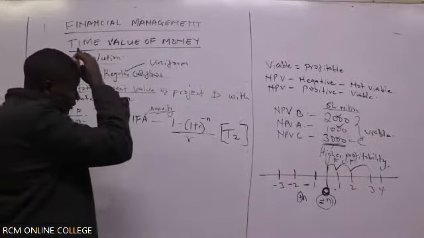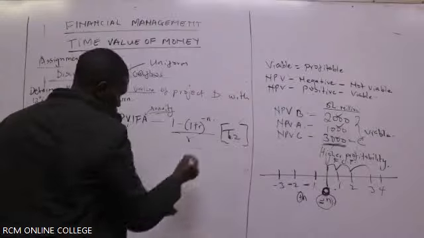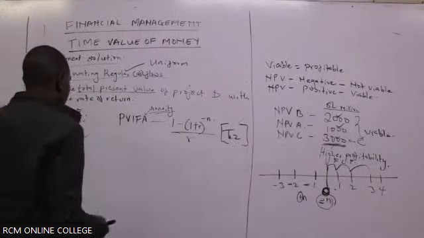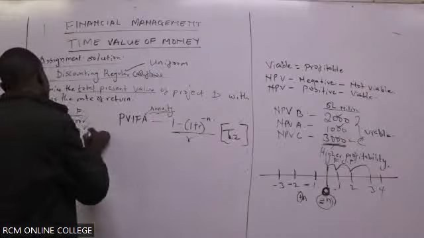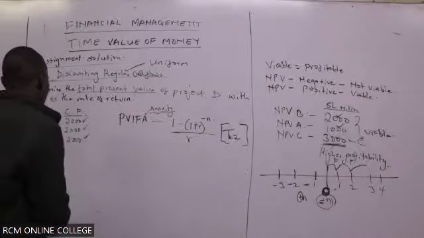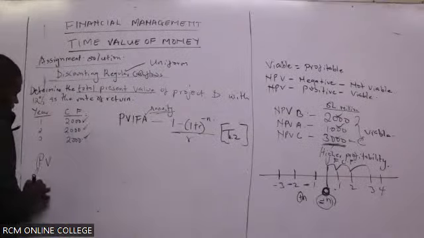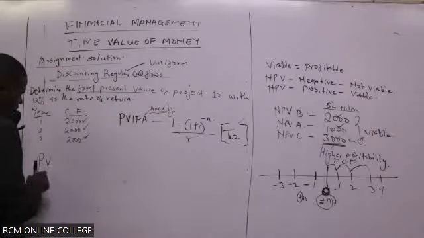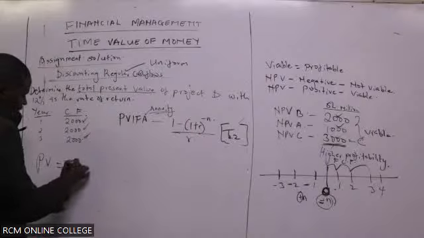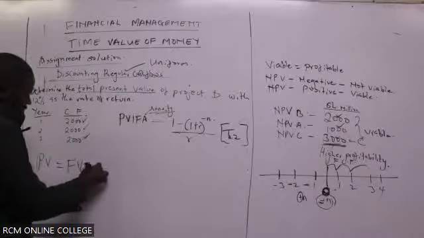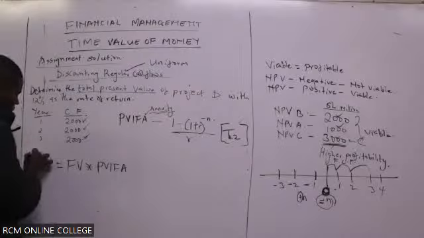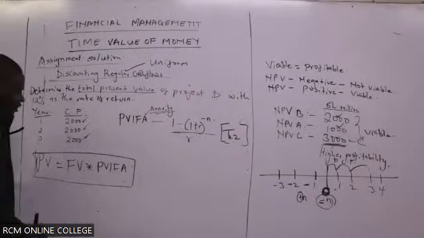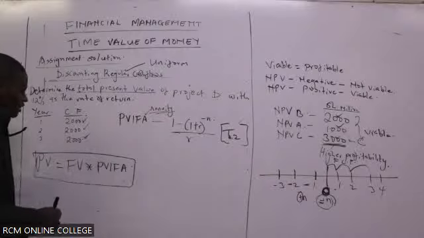So in this case, we've said that we are going to use table number 2, or you can as well use a calculator. It's easy. Remember, all these are similar. Therefore, to compute the present value of regular cash flow, we take the future value times PVFA. So your formula is important.